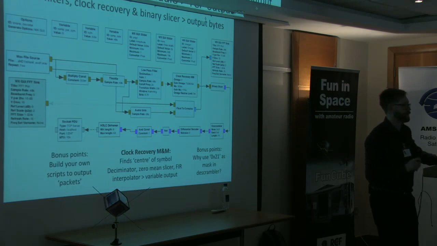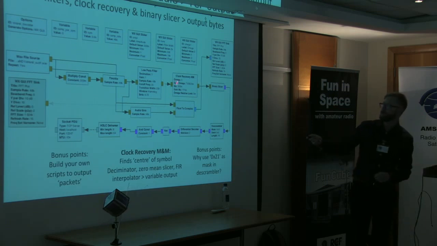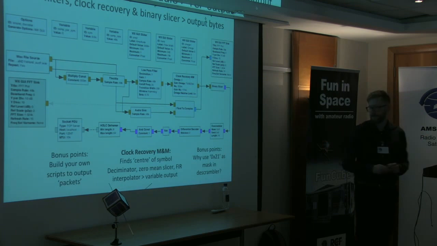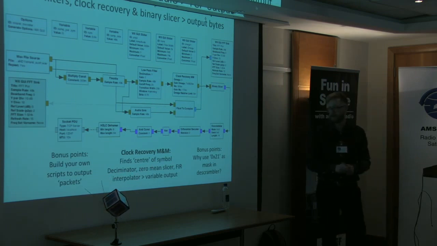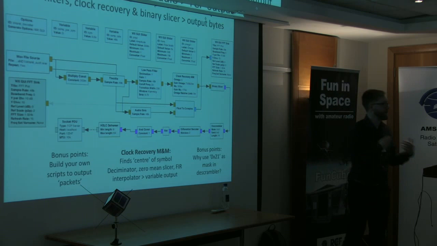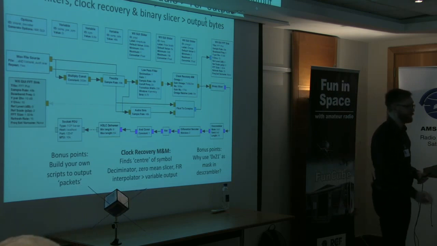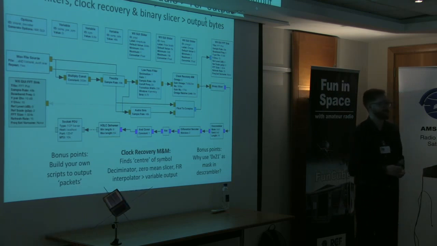And this is the problem when you start to use other people's libraries and software. Unfortunately, this Muller and Muller block, which is meant just to find the center of a symbol, also decimates, does zero mean slicing, and has an FIR 8 tap filter inside it. Of course, when you get that out, you're going to get some sort of variable output, because we're starting to understand when noughts and ones exist, and that's going to come in at whatever rate it thinks that it's detected.